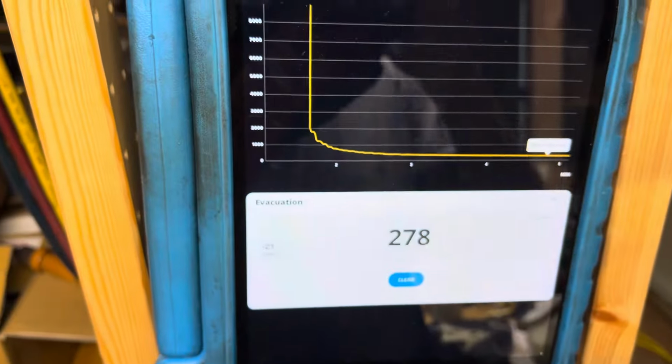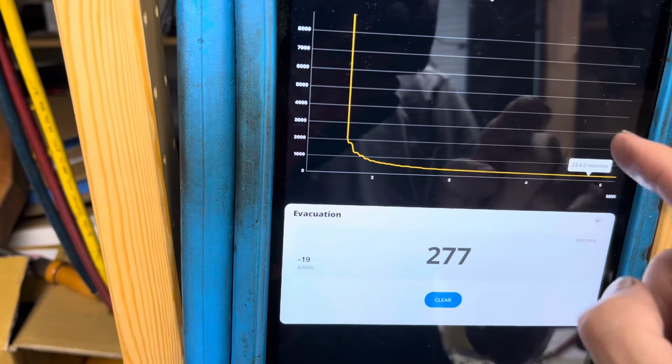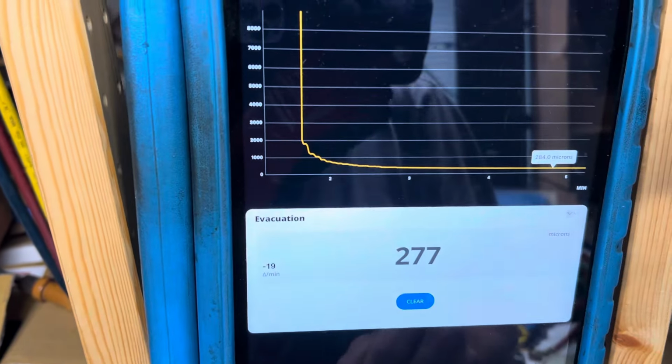That's it. 12 CFM versus the 2 CFM. The 2 CFM was able to get to 1,000 microns after 3 minutes. That's it.